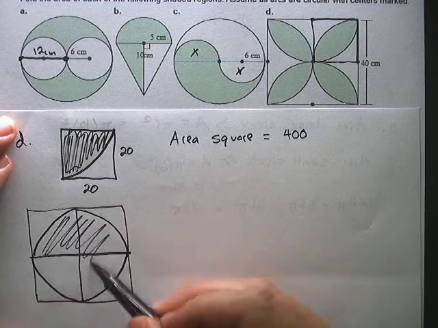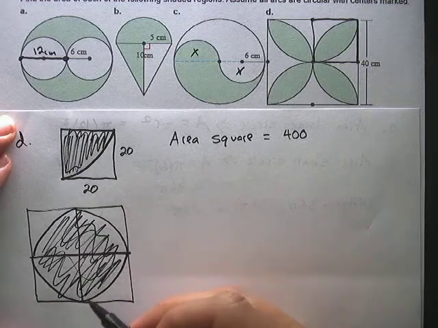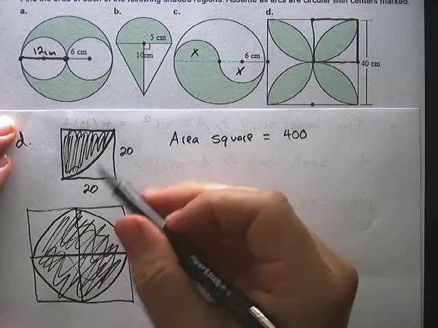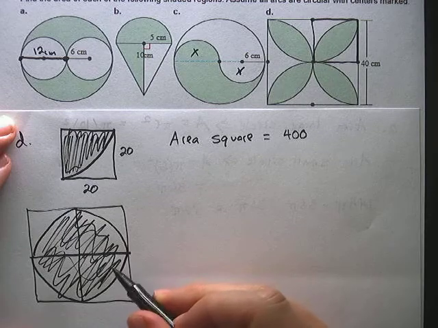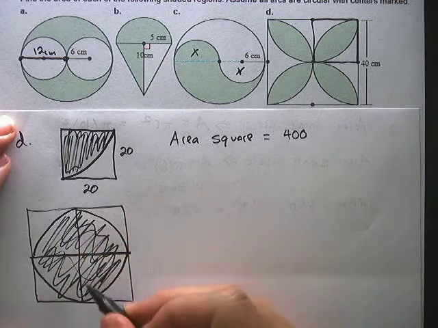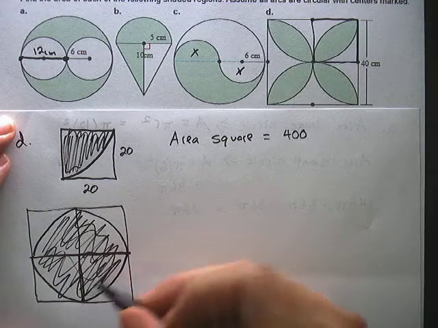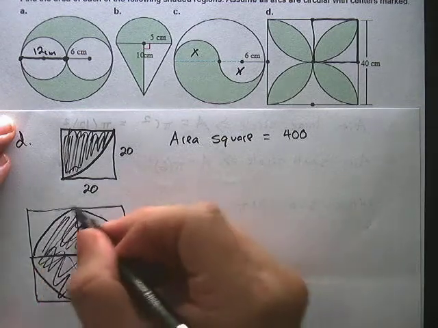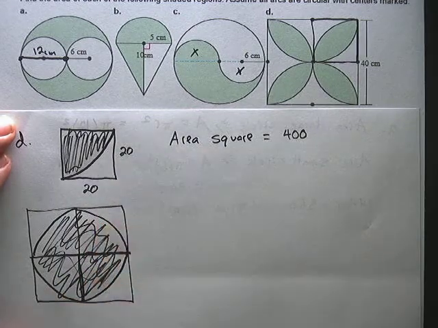So all this stuff is shaded. Okay, so you can see that this represents this, and this is a fourth of a circle, right? This shaded region, this is the big circle, this represents a fourth of that. So if I can figure out what the area of this larger circle is, then I can divide it by 4 and get that.